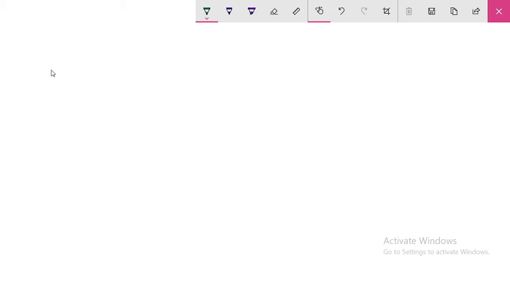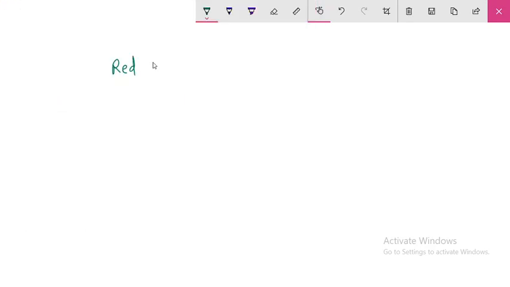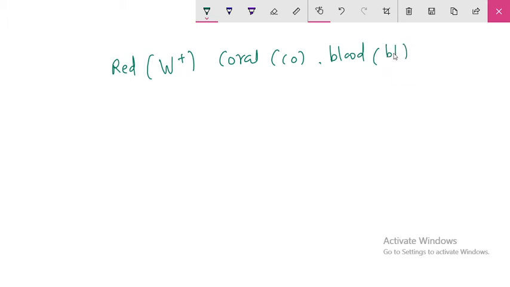Which are the dozens of colors? So first of all, the red color, it is denoted by W plus. Then after that there may be different colors like coral, denoted as CO. Then blood, denoted as BL. Then eosine, denoted as E. Then cherry, denoted as CH.